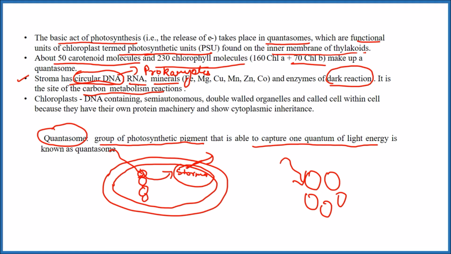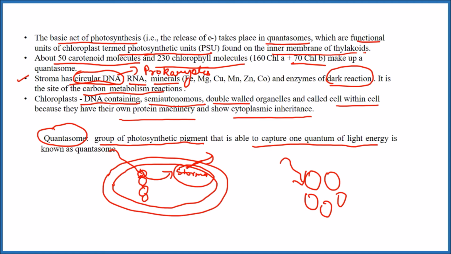Okay, so chloroplast is DNA containing and semi-autonomous. Semi-autonomous means it has its own DNA, it is independent of the nucleus. It is not totally dependent on the nucleus, it can make its own food. It is double membrane walled, a cell within a cell because it has its own protein machinery. It also shows cytoplasmic inheritance. Cytoplasmic inheritance we will learn in our upcoming videos.